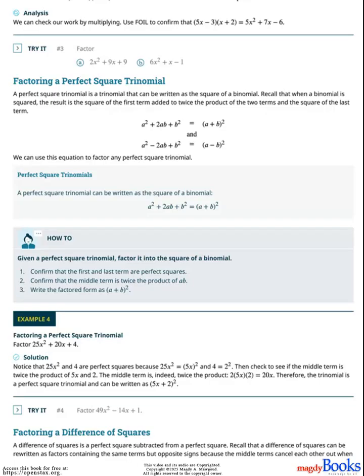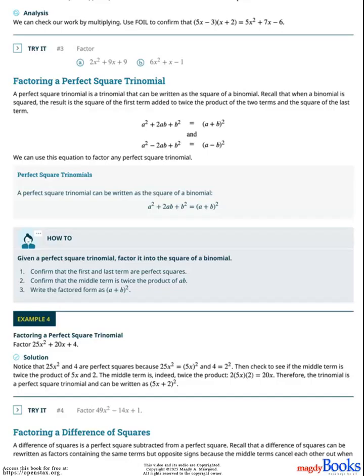Try it number 4. Factor 49x squared minus 14x plus 1. 1.5.5. Factoring a difference of squares. A difference of squares is a perfect square subtracted from a perfect square.